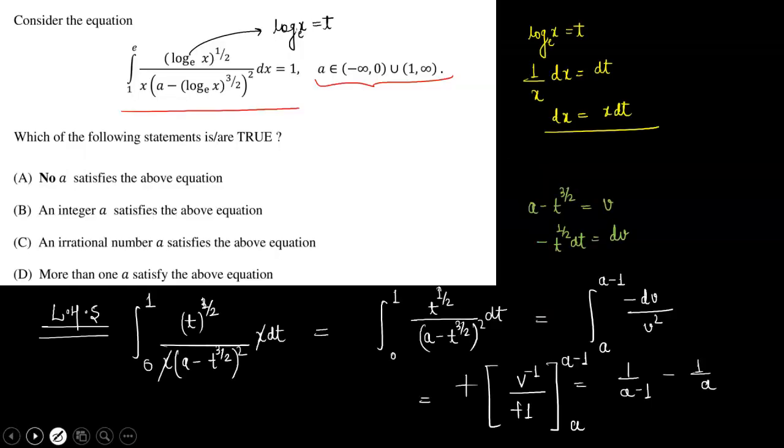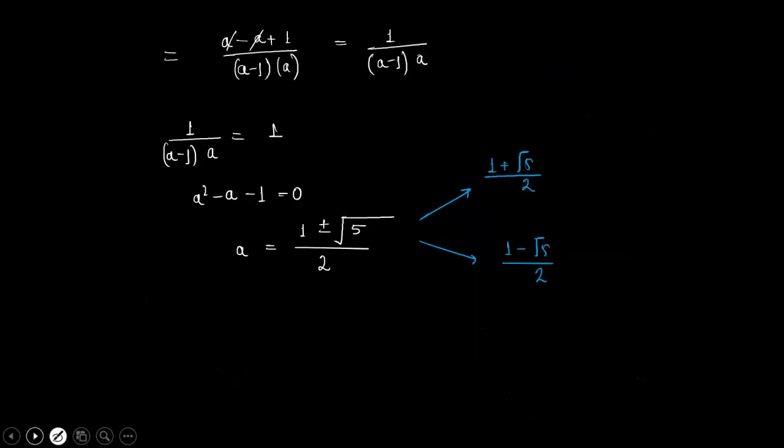So now come to the options. Since more than one option may be correct: no a satisfies the above equation. This is the wrong option. We have two values, although they are irrational, but they satisfy the equation. An integer a satisfies the above equation. This is also wrong. We have irrational numbers which satisfy this equation. There is not any integer.